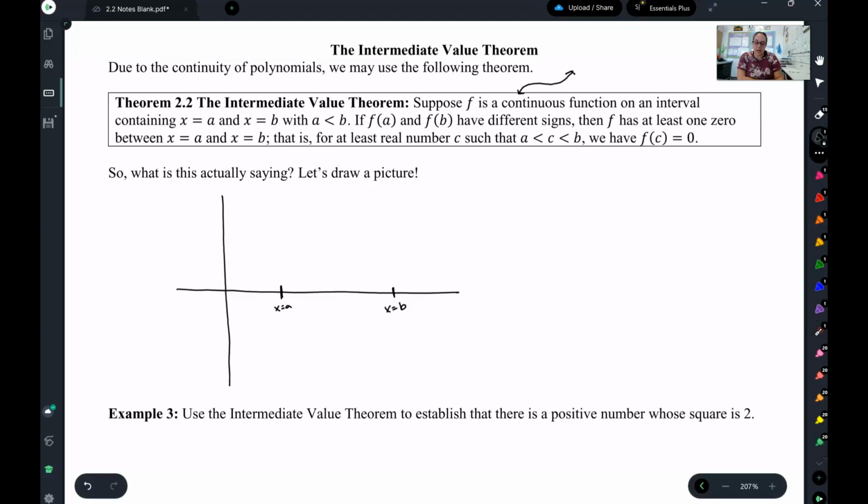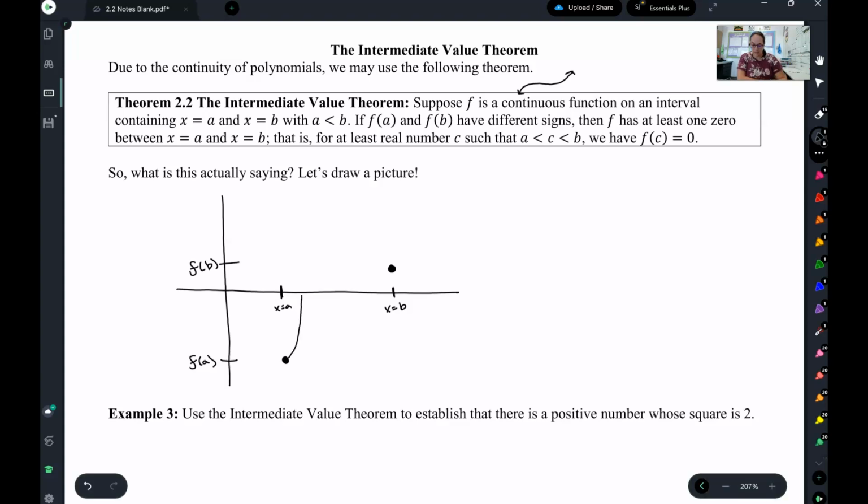Now it says we're going to look at f of a and f of b, and they have different signs. So let's say f of a is here. The f of a is just the y value for the function at a. And f of b is here, the y value for the function at b. And we know from f of a to f of b, this is continuous. We don't know what it looks like, but we know it's continuous.